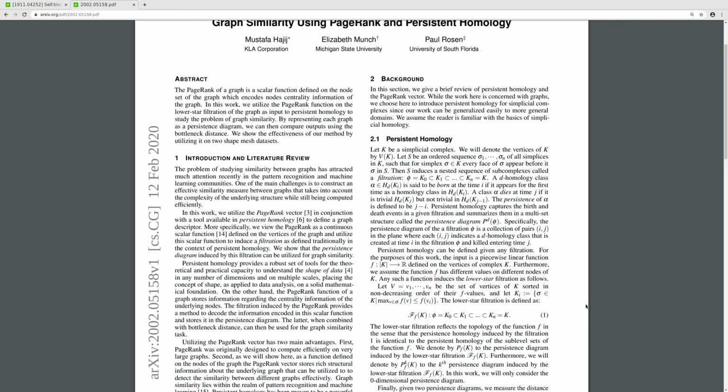Persistent homology captures the birth and death events in a given filtration and summarizes them in a multiset structure called the persistence diagram. Specifically, the persistence diagram of a filtration phi is a collection of pairs (i, j) in the plane, where (i, j) indicates the homology class that is created at time i in filtration phi and killed entering time j. Persistent homology can be defined given any filtration.